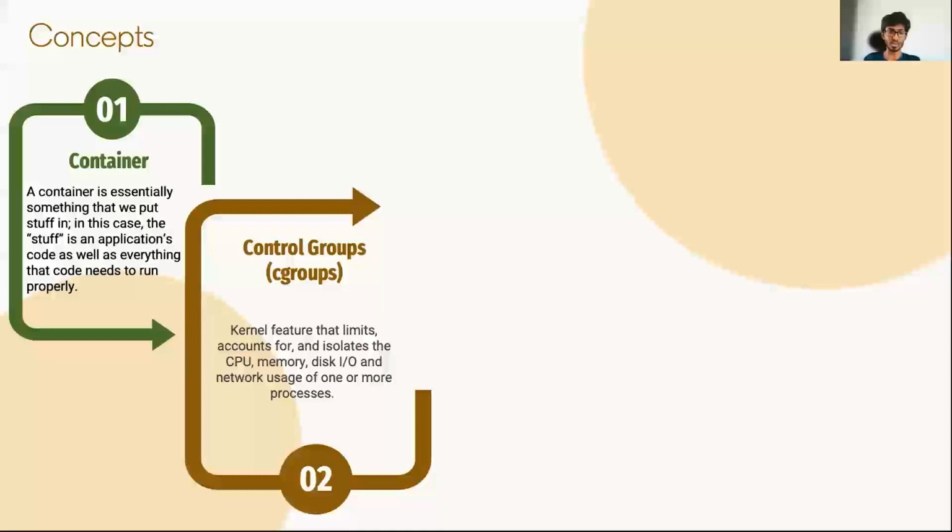Then we have control groups or cgroups. This is essentially a kernel feature that limits, accounts for and isolates CPU, memory, and other resources of one or more processes. This helps us co-host multiple applications on the same host while ensuring that they don't use more resources than allocated to them. This is one of the building blocks of containers in Linux, along with namespaces.